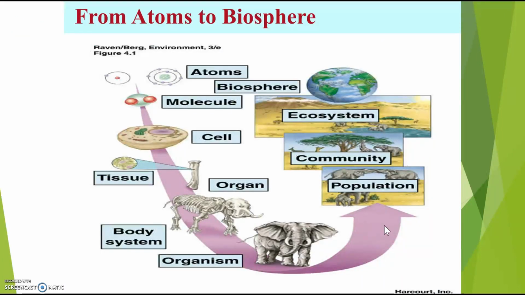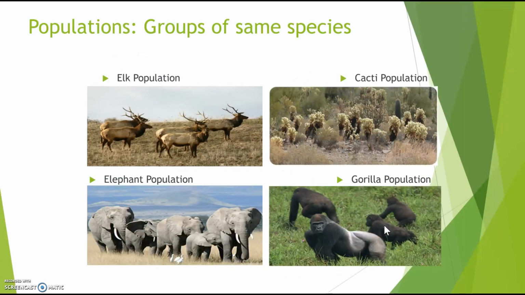Taking a look at this diagram again, populations make up the communities. And populations are groups of the same species. Here are some examples of populations. The elk population, the cacti population, the gorilla population, and the elephant population.